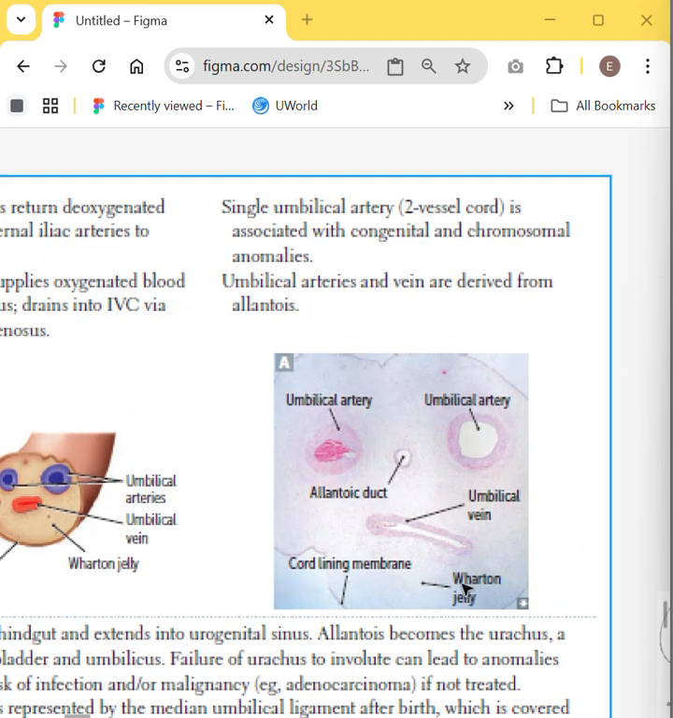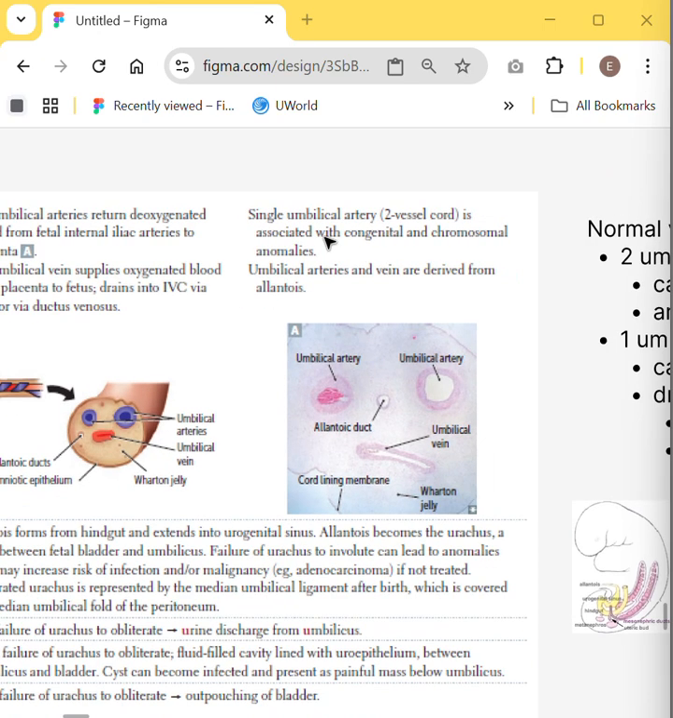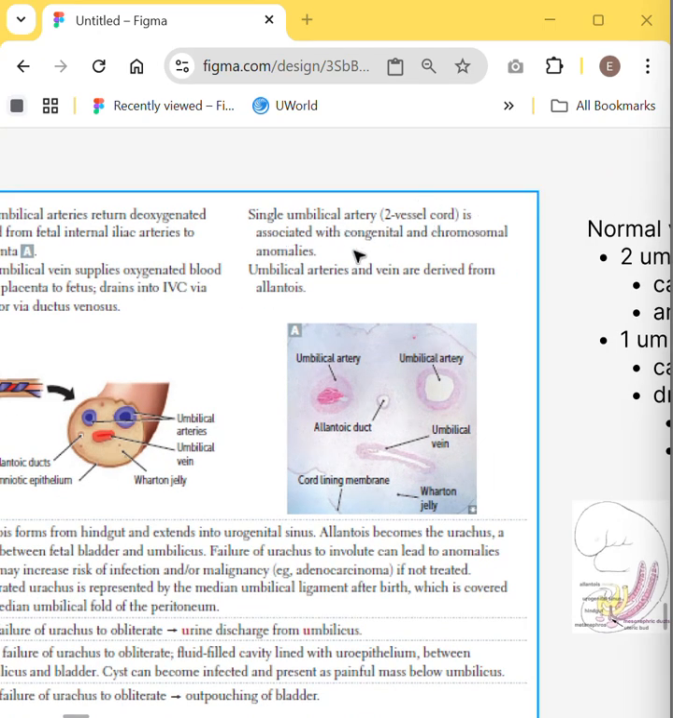This is a picture showing you the cord lining membrane here. This is basically the amniotic lining membrane. This is the allantoic duct, the umbilical arteries, two umbilical arteries, one umbilical vein, and the Wharton jelly is basically the substance of the umbilical cord. So a single umbilical artery, a two vessel cord, is associated with congenital chromosomal anomalies, and the umbilical arteries and vein are derived from the allantois.